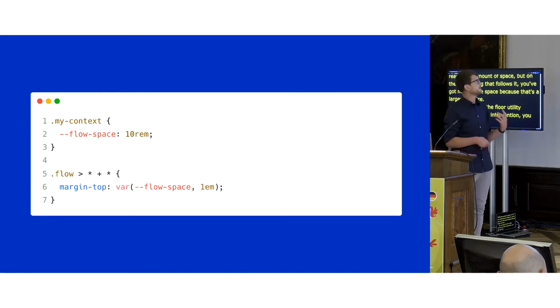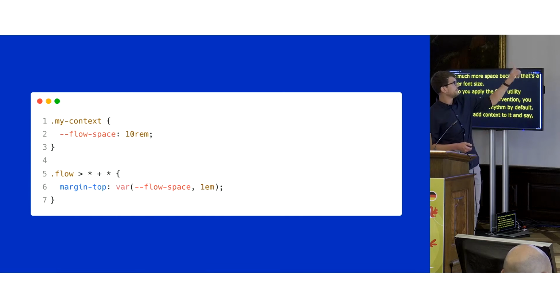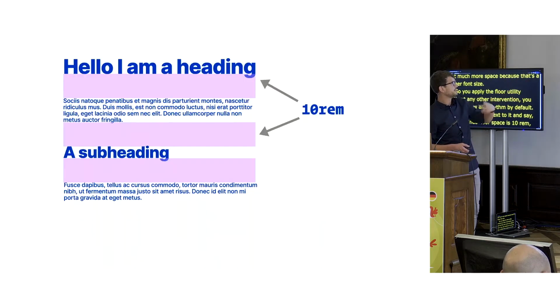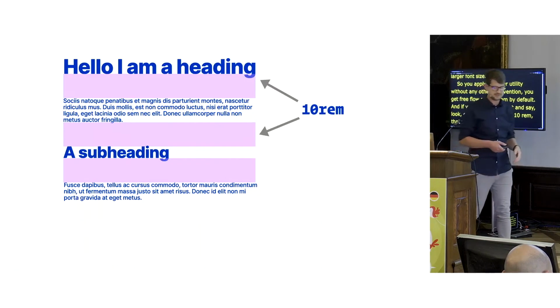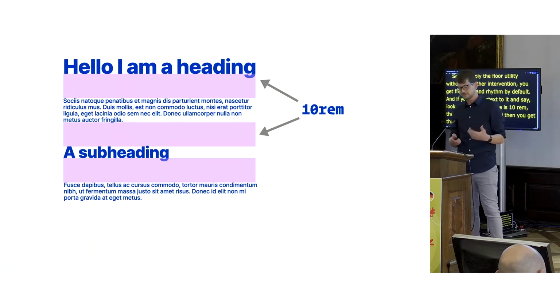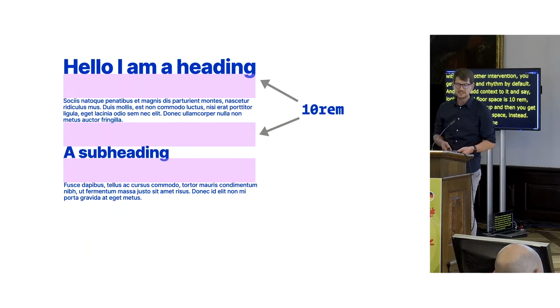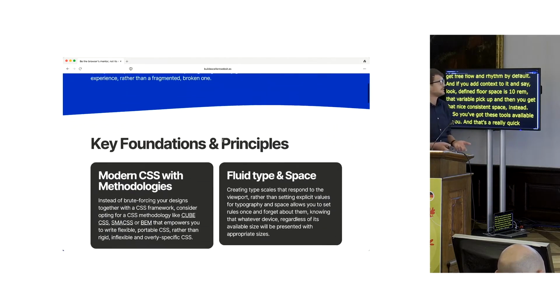And then if you add some context to it and say, look, define flow space as 10 rem, that variable gets picked up, and then you get that nice consistent space instead. So you've got these tools available to you. And that's a really quick utility. It's doing one job, and it's doing it well.